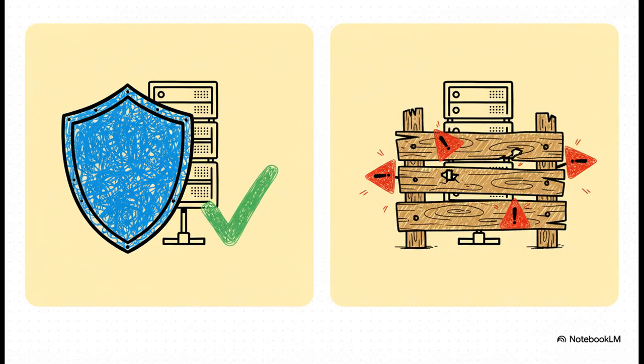Now I get it. Sometimes you can't patch right away. So what do you do? Well, there are some temporary things you can do, like restricting who can edit workflows and really locking down the server's network access. But let me be perfectly clear. These are just band-aids. They offer incomplete protection and are only a stopgap measure. The only real solution is to patch.